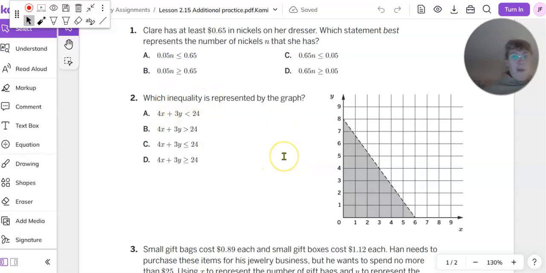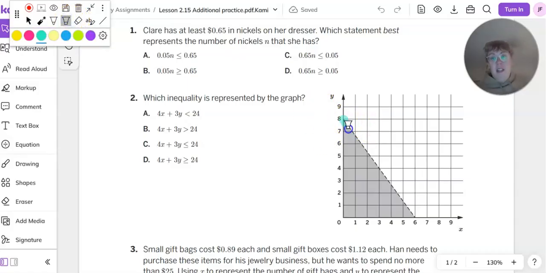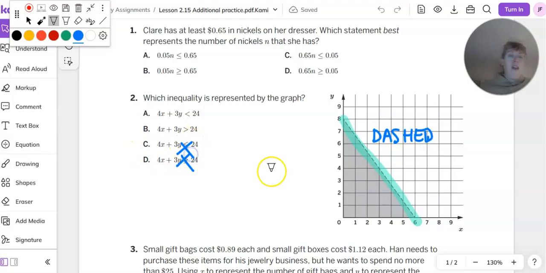Which inequality is represented by the graph? Ooh, okay. So first of all, the first thing that we can do is look at the type of line we have. It's a dashed line. So that means points on the line are not solutions. So it cannot be this one or this one because it has the or equal to, which would be a solid line.